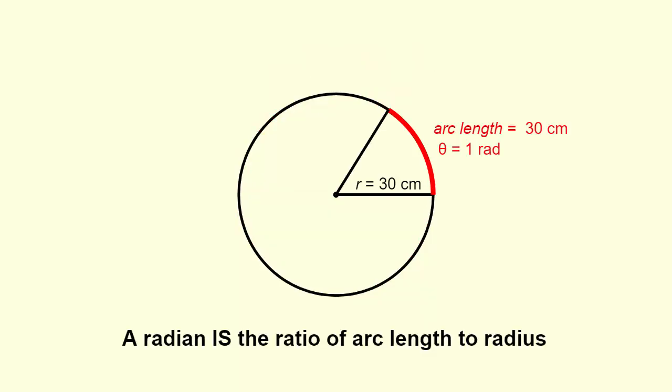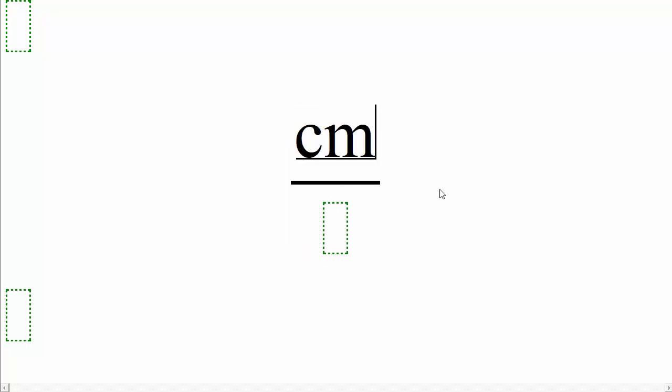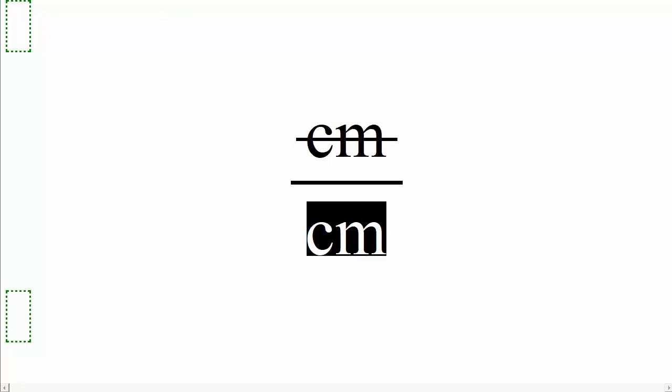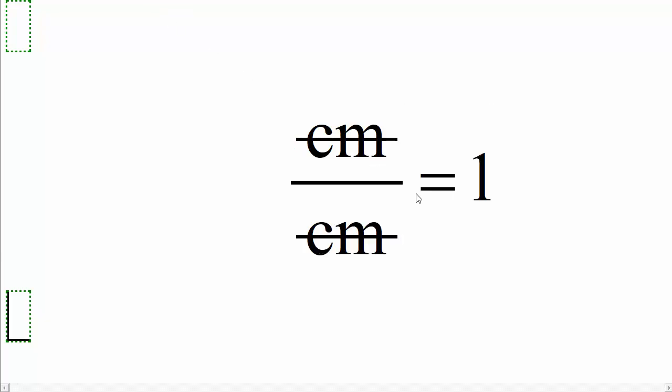So a radian is defined as the ratio of arc length to radius. Since both arc length and radius are expressed in units of distance, in our case centimeters, we have centimeters over centimeters, which of course cancel each other out, and simply equal 1. Therefore, the radian is a dimensionless unit. You're going to see problems where we solve our problem, and at the end of the problem, the radians just magically disappear, and this is why.